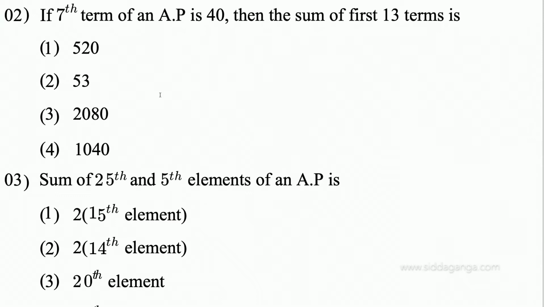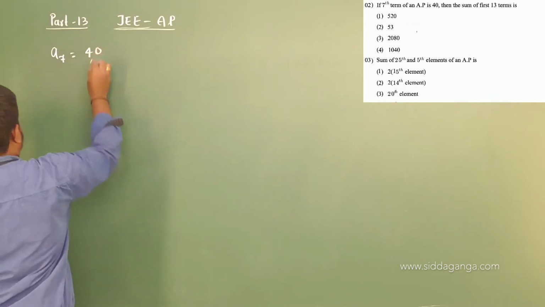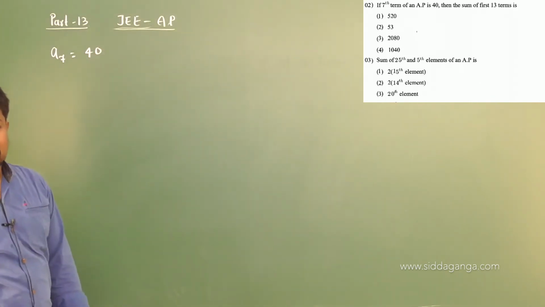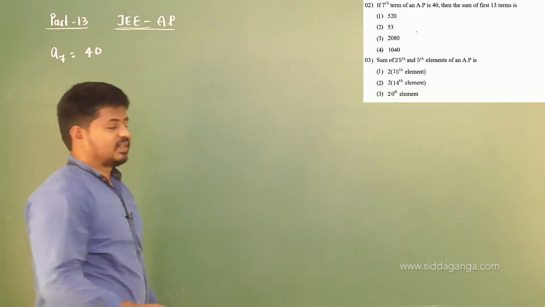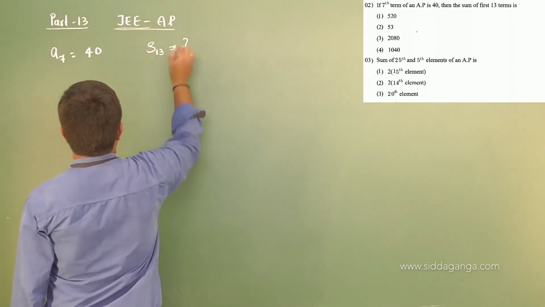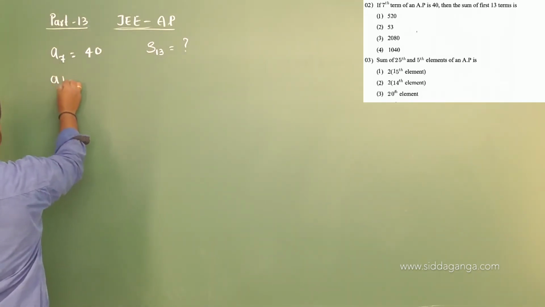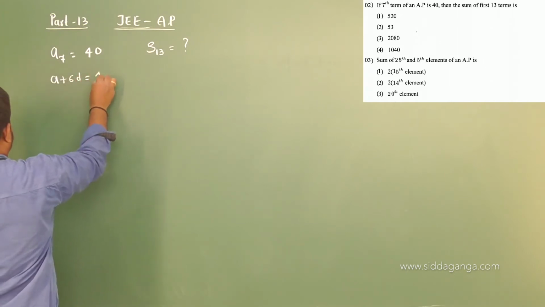Yes, students, to find the sum of n elements, we need three things: the number of terms, the first term a, and the common difference d. So you have to find all these first. By using the 7th term, which is 40, you have to find the sum of the first 13 elements, that is S13. It's very simple, students, because a7, the 7th term, is nothing but a plus 6d. So a plus 6d is 40.